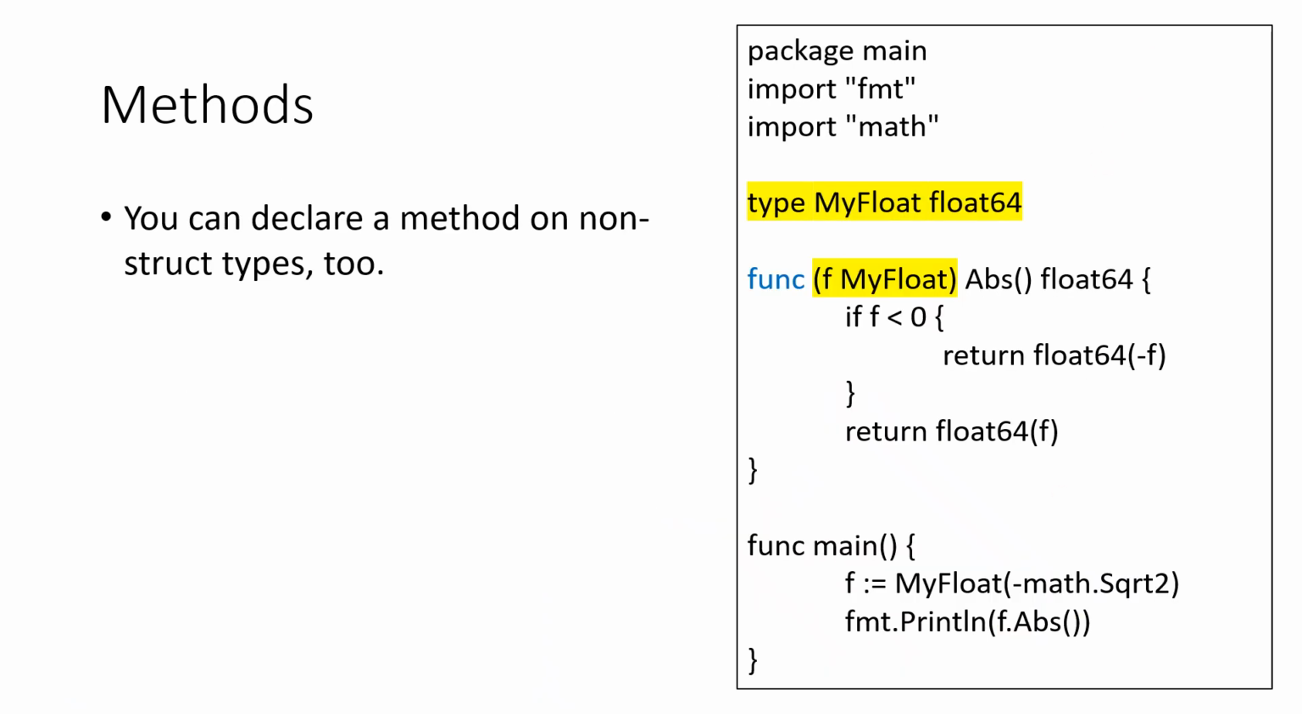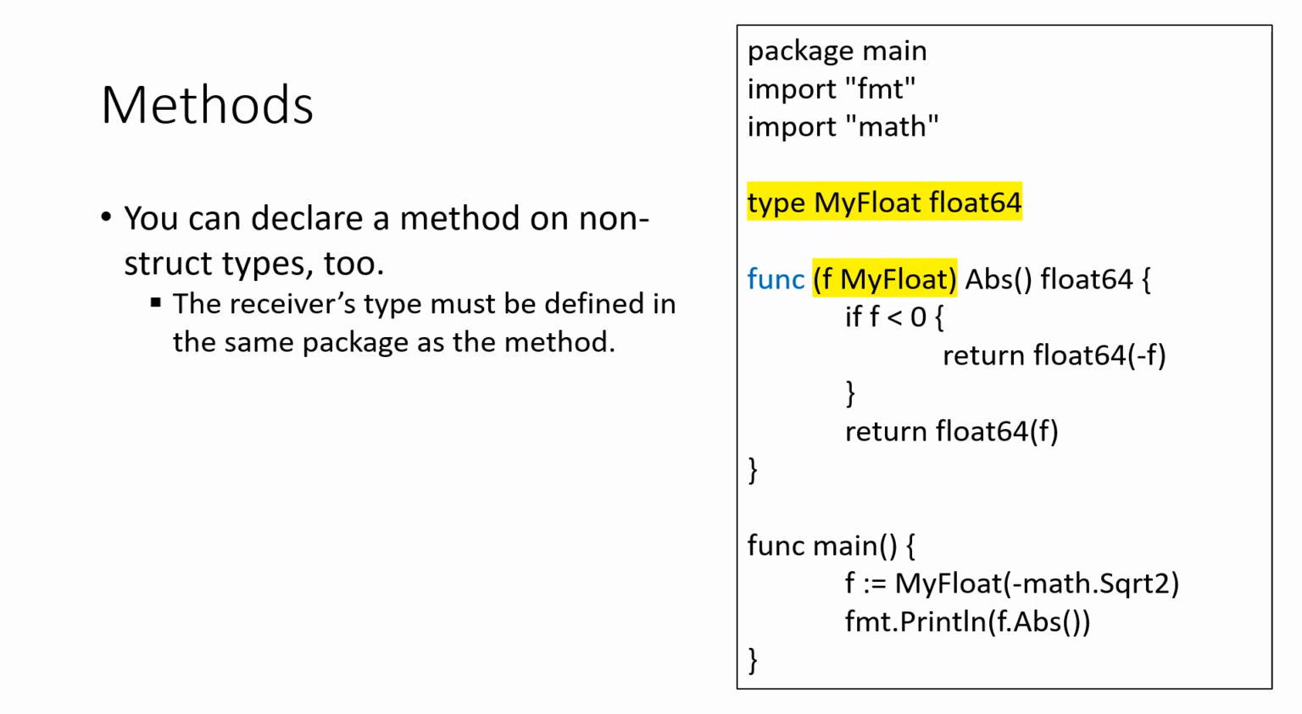In the previous slide, we have seen an example of a method on a struct type. You can, however, declare a method on non-struct types as well. But there's a restriction. That is, the receiver's type must be defined in the same package as the method.